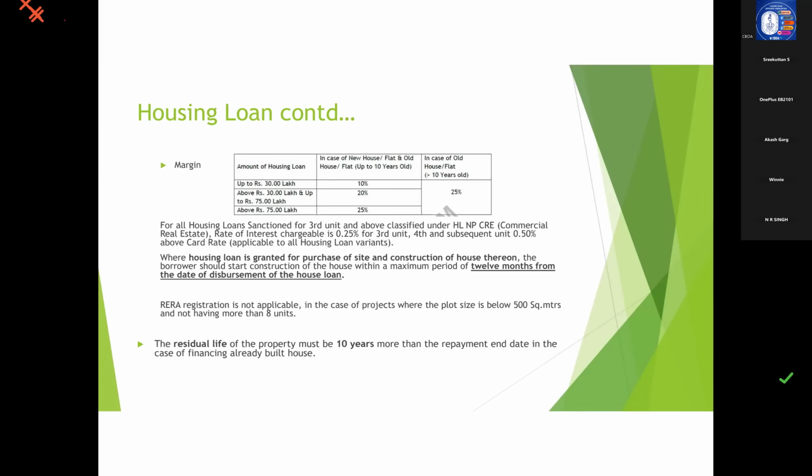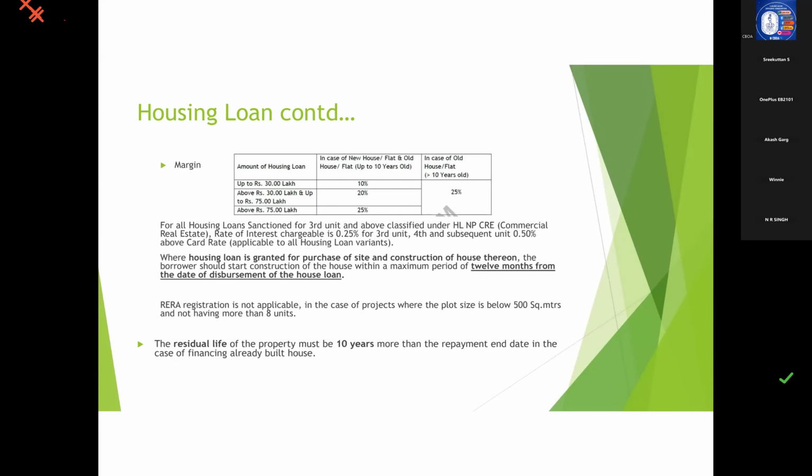This question has been asked so many times in different cadres, especially 0 to 1, 1 to 2, and 2 to 3: what is the margin in terms of the age of the building. So, for a fresh or newly constructed house, or a house which is up to 10 years of age, the margin is 10, 20, and 25 based on loan amount up to 30, 30 to 75, and above 75 respectively. And in the case of a house or flat which is more than 10 years old, there is a flat margin of 25%. You need not see the loan amount; the margin is 25%.